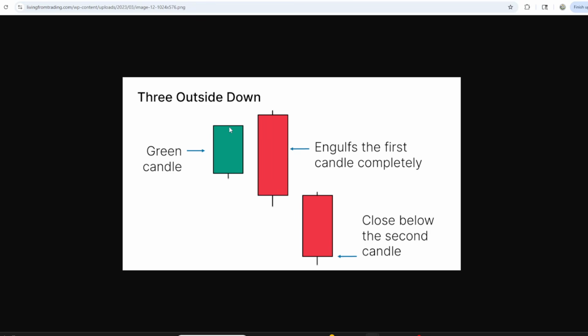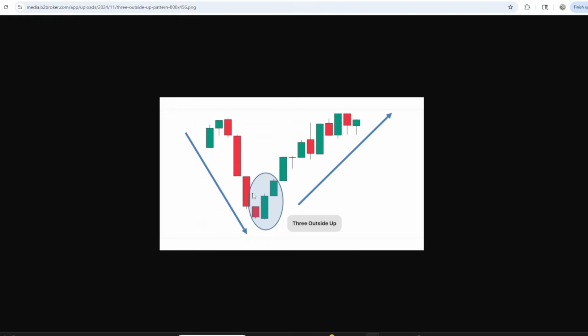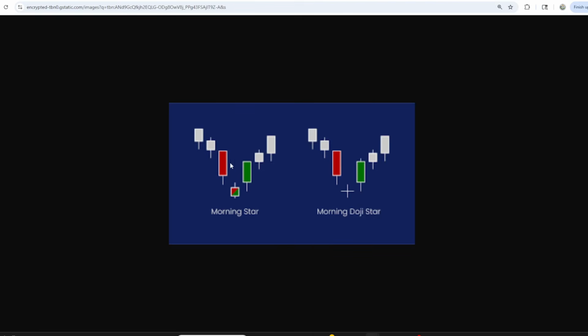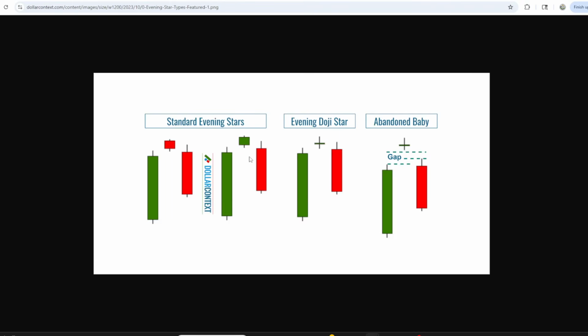So we have a three outside down: candle body, larger candle body, and a close below. Three outside up: move down with the outside bar and the close up. And then examples of the morning star and the morning doji star. The difference here being that the middle candle, or the star, was a doji in this case versus just a small candle body. And then, of course, an evening star and an evening doji star. Even an abandoned baby, it could be a top or a bottom.